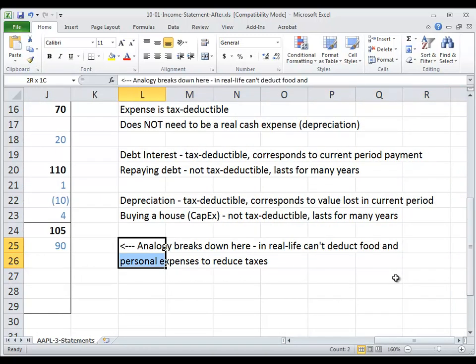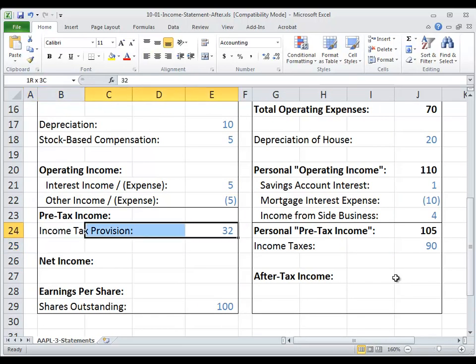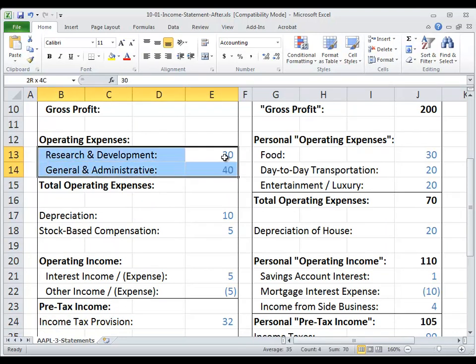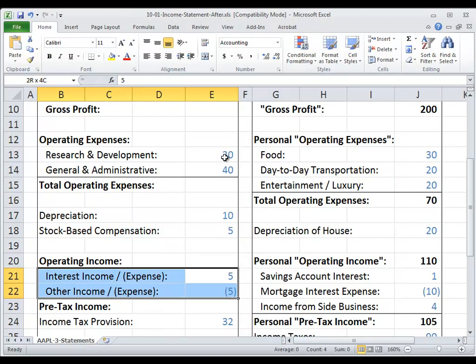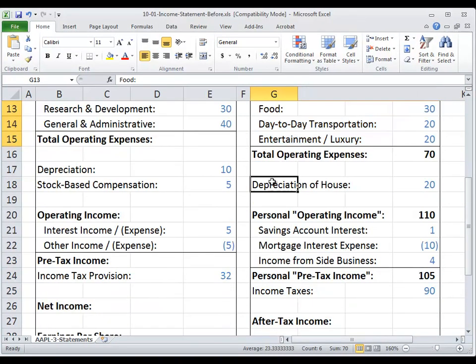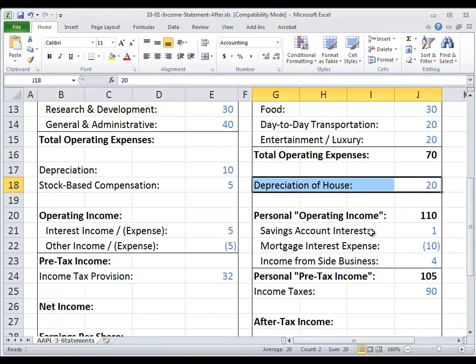The problem is that for a company, when a company is paying taxes and determining its income tax provision, it can deduct items like research and development, general and administrative, really anything that's on this income statement it can deduct. Depreciation, stock-based comp, interest expense, other expense, and so on. But for a person in real life, you cannot deduct food and normal living expenses like this. You can deduct depreciation and some of these other interest line items here. Of course, depreciation, as I mentioned before, technically has to be for a property that you rent out as opposed to something you live in. But the analogy does not hold up exactly here.